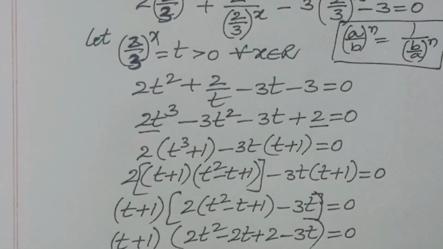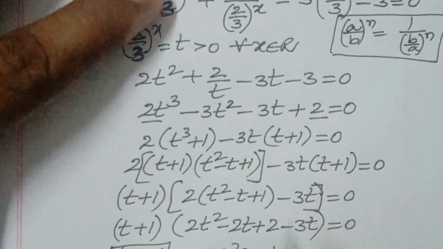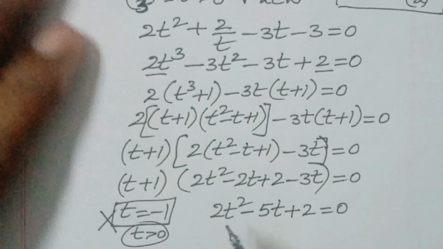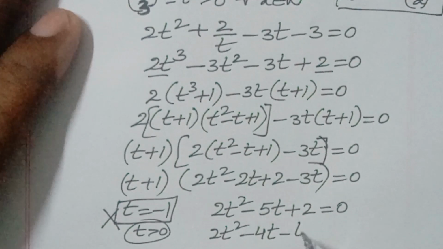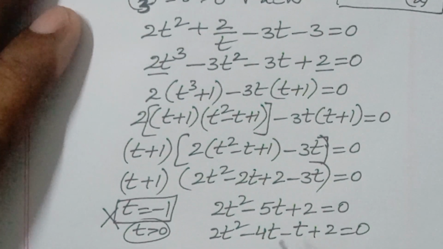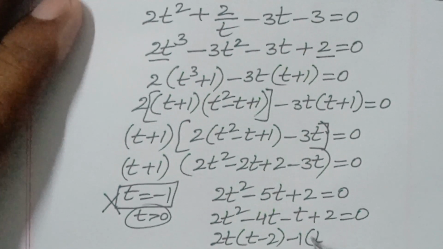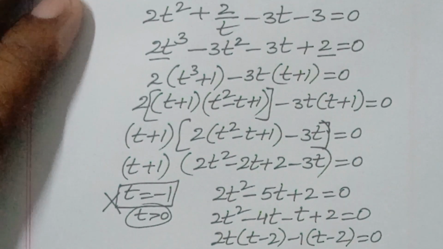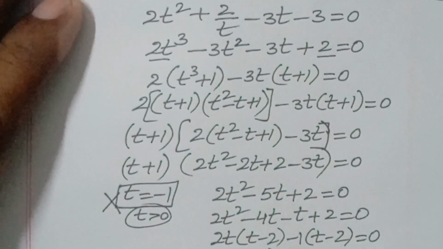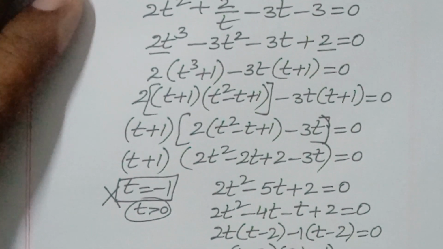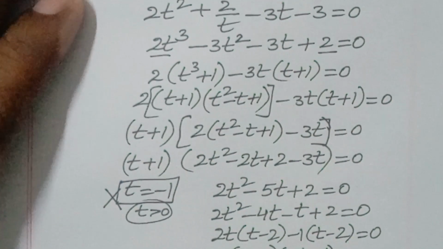Here you have to find the factors of this. 2t squared minus 4t minus t plus 2 equal to 0. 2t(t minus 2) minus 1(t minus 2) equal to 0. So (t minus 2)(2t minus 1) equal to 0. T is equal to 2 or t is equal to 1/2.